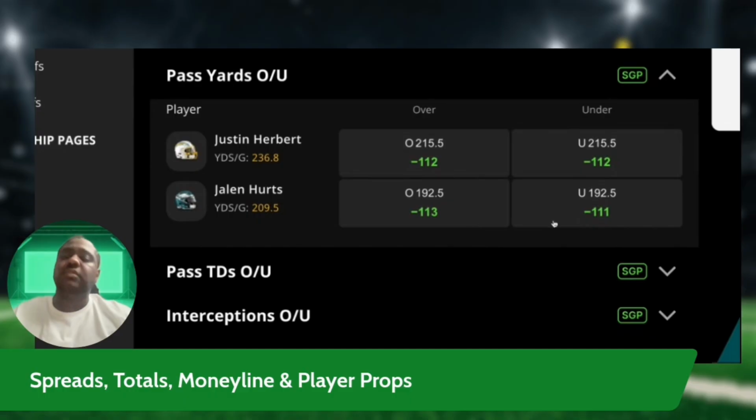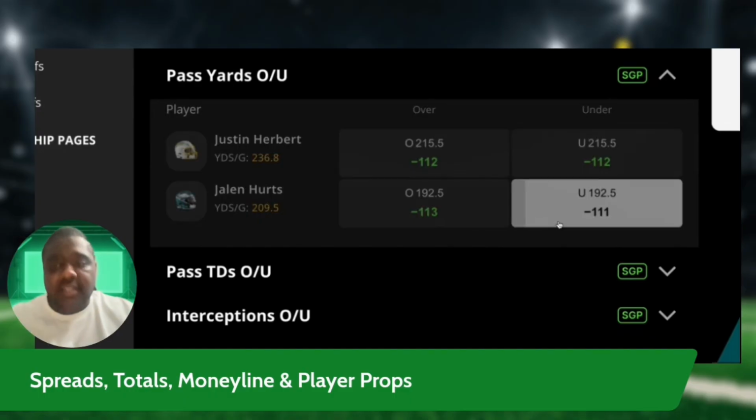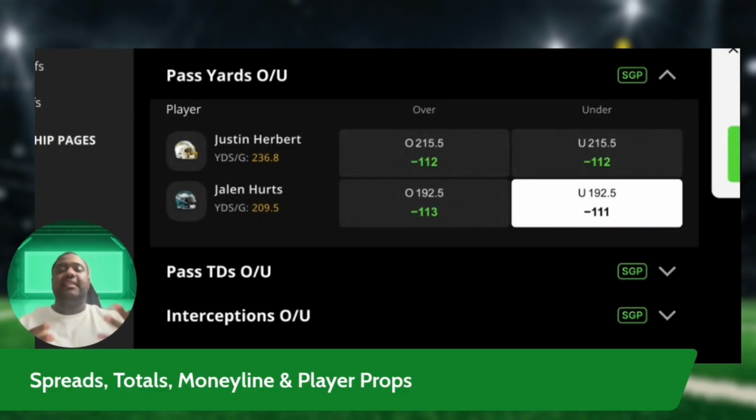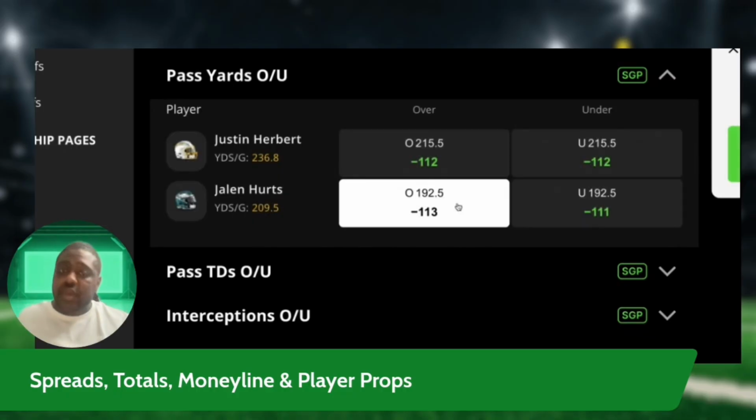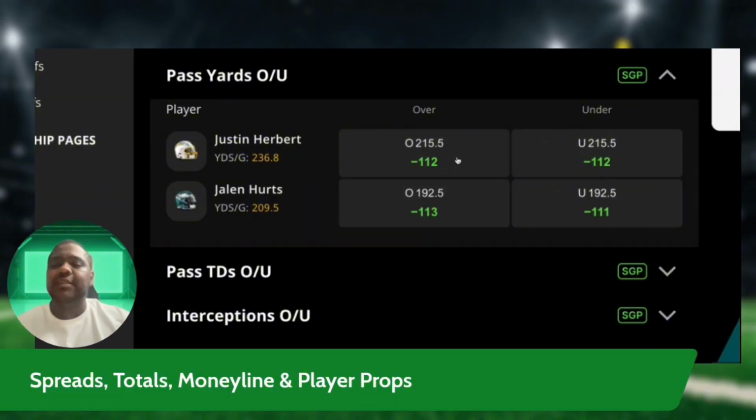Now, if I don't think Jalen Hurts will throw for that many yards, I will take the under. So if I think Jalen Hurts will have less than 193 passing yards, I will take the under. If I think he's going to throw for 160, I will be looking to take the under. If I think he's going to throw for 200 or something, I will take the over. So that's basically player props.